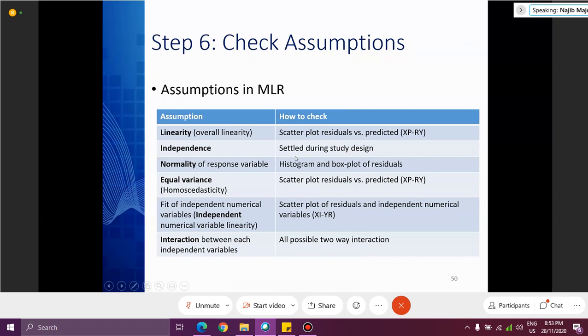The assumption of independence needs to be settled during design. Okay, your observations must be independent of each other. Normality of the response variable is checked based on a histogram and box plot of residual. The assumption of equal variance is checked based on a scatter plot of predicted and residual values. Independent numerical variable linearity is examined by scatter plot of residual versus independent numerical variable. For the assumption of interaction, we have checked this during our previous step, checking interaction and multicollinearity.